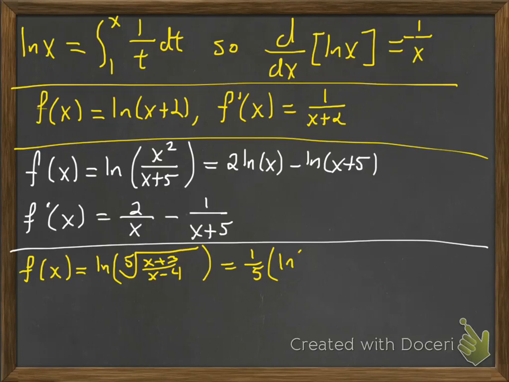That's the fifth root. ln of the numerator minus ln of the denominator. So when I take the derivative, the 1/5 is just going to be hanging out in front.